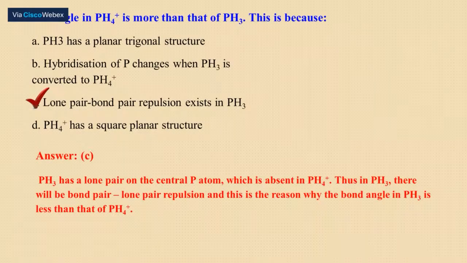If you want, I will repeat. If there is lone pair bond pair repulsion, to minimize that repulsion, the bonds will try to lie as far away from each other as possible, and because of this the bond angle gets decreased in the case of PH3.